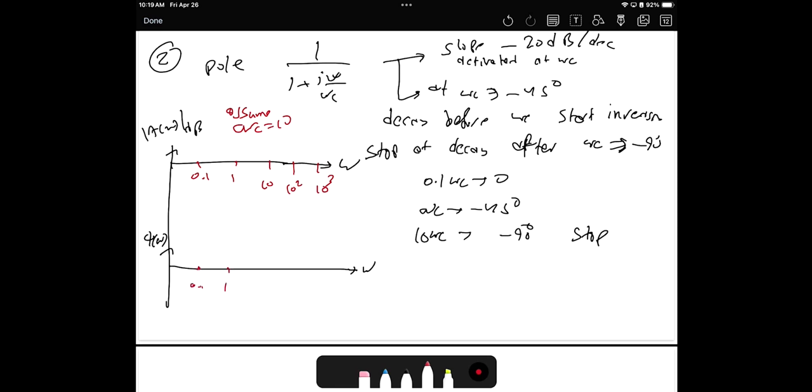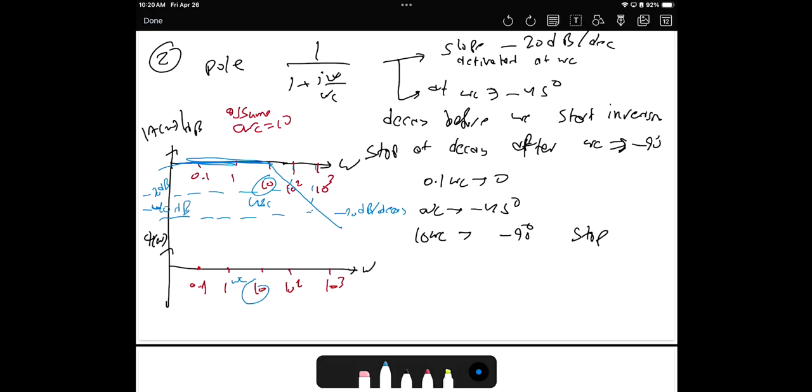Here the same, 0.1, 1. Try to be consistent with this magnitude and angle, 10 power 2, 10 power 3. So again, omega c is here. According to the analysis, before omega c the magnitude will be 0. After omega c it will have a slope of negative 20 dB per decade. So at 10 power 2 it will be negative 20 dB. At 10 power 3, negative 20 and another negative 20, which makes it negative 40.